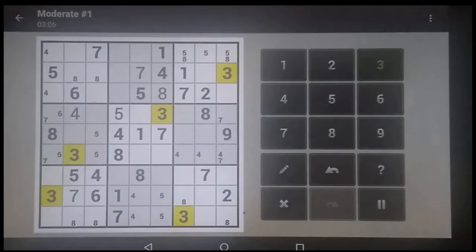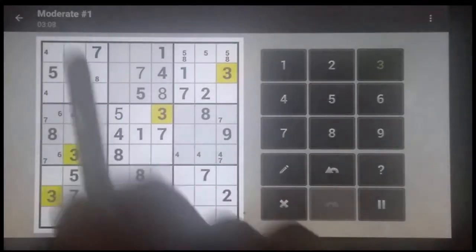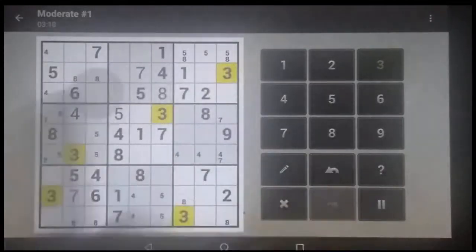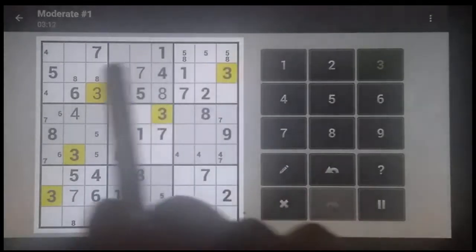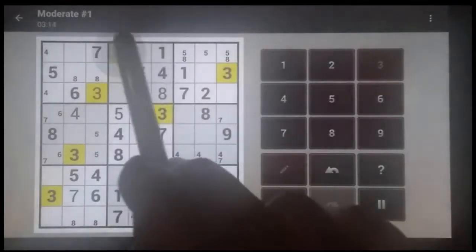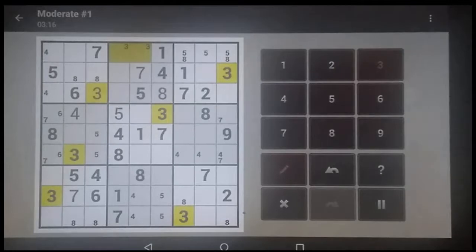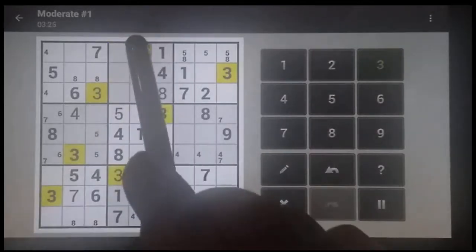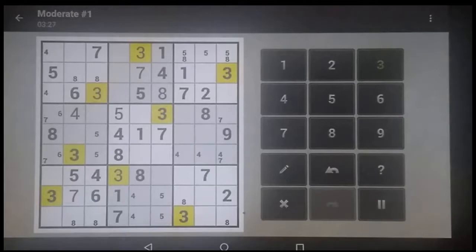To the 3s, these two columns are knocked out. This row is knocked out, so there's that 3. These two rows are now knocked out, so it's got to be in the top row, one of those two. These two rows are knocked out, and this 3 knocks out that column, making that and then forcing that to be the 3. And so now we have these two rows knocked out, this column knocked out, and there's that 3.